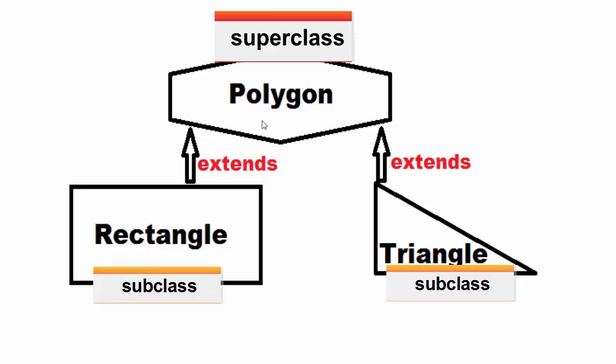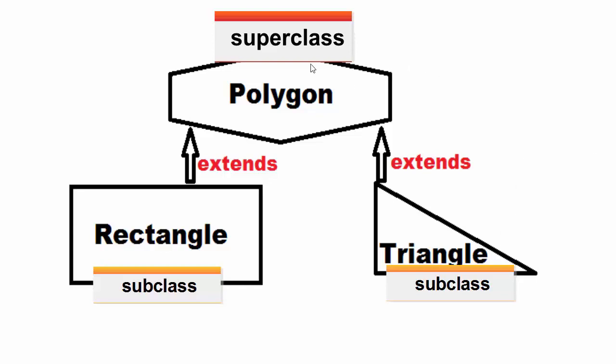Now if you see carefully, what is the relationship between rectangle and polygon, and triangle and polygon? A rectangle is a polygon, right? And a triangle is also a polygon. That means the rectangle can inherit some properties from the polygon class. Also, triangle can inherit some properties from the polygon class.